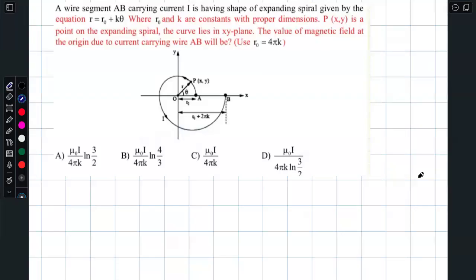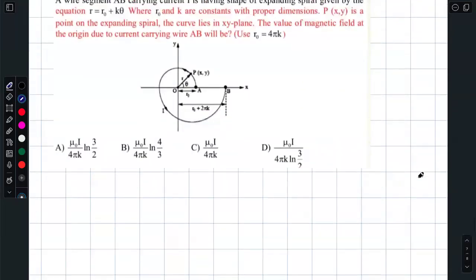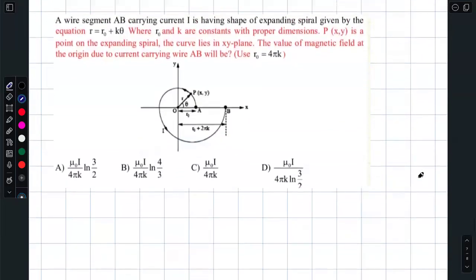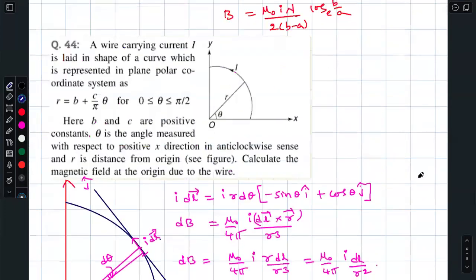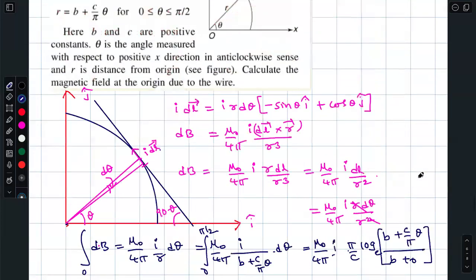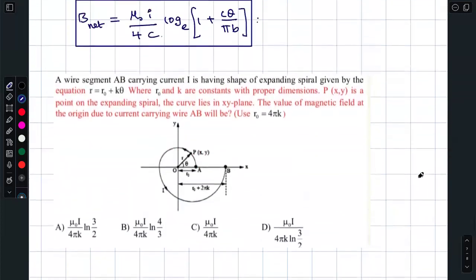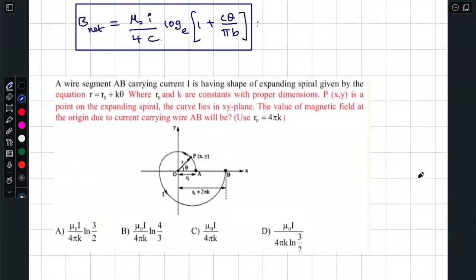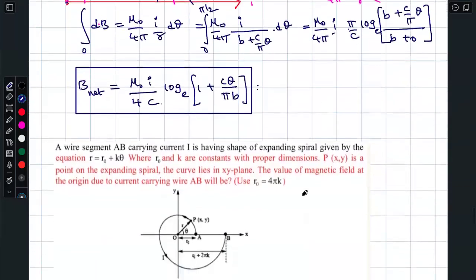Same question. Only thing is you are changing the constants, you are changing the limits of integration. You see what is the difference? What was the previous question? R is equal to B plus C by pi theta. In the place of B, you have R naught. In the place of C by pi, you have K. So in the place of limits, what will happen? Same question, same question.